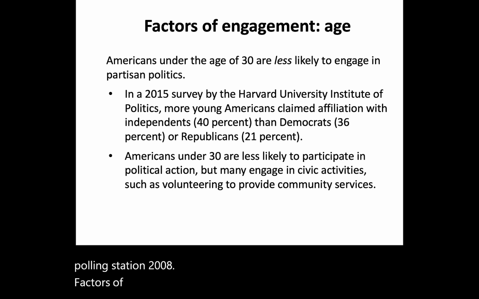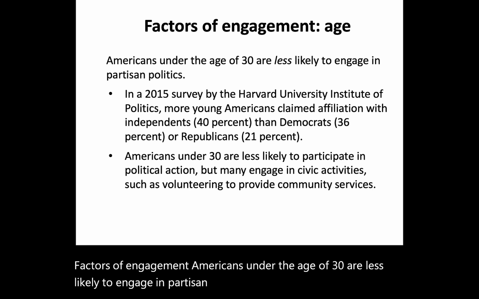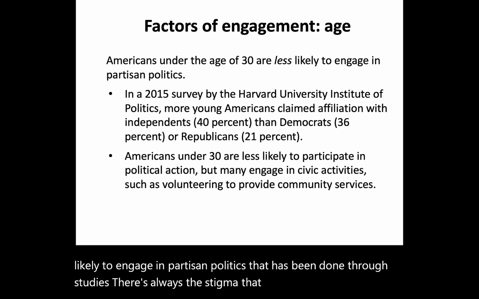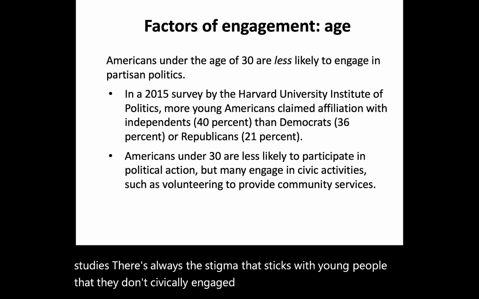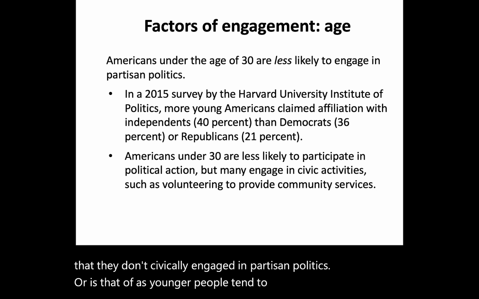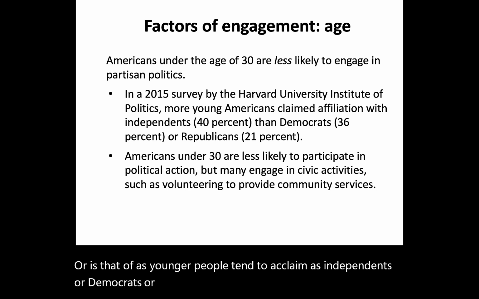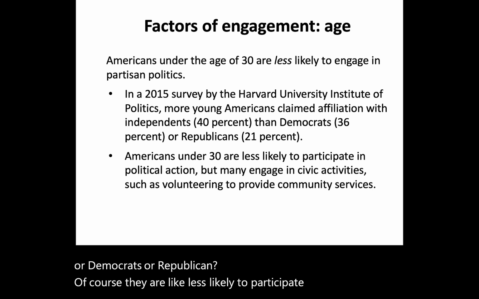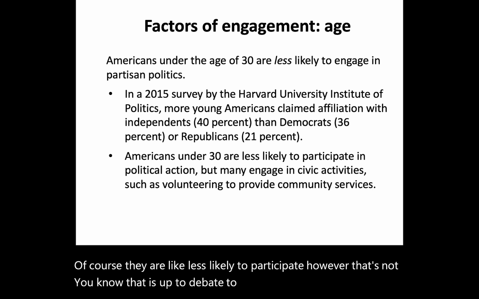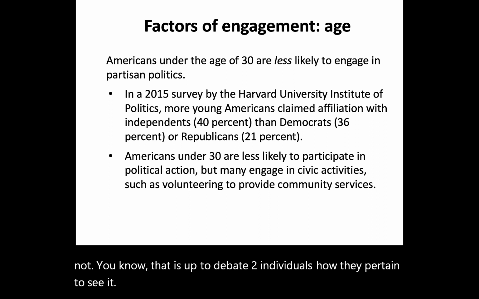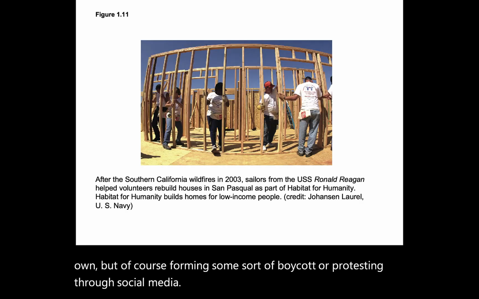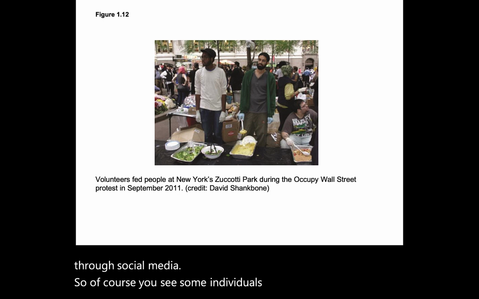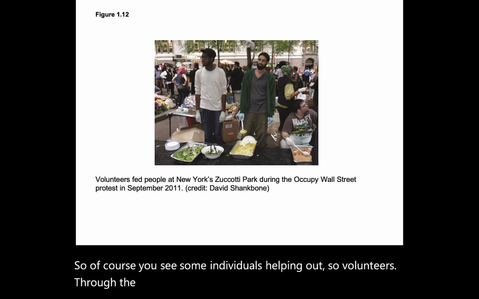Factors of engagement. Americans under the age of 30 are less likely to engage in partisan politics. That has been shown through studies. There's always that stigma that sticks with young people, that they don't engage civically in partisan politics. Younger people tend to identify as independents, Democrats, or Republicans, and they are less likely to participate. However, it is up to debate how individuals see whether or not young people are civically engaged. But of course, social media has enabled individuals to participate on their own, by forming some sort of boycott or protest through social media. Here you see some volunteers during the Occupy Wall Street movement.